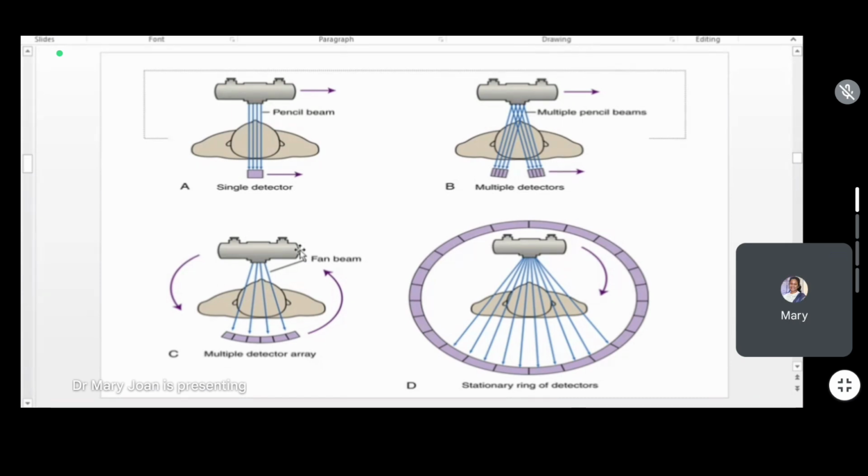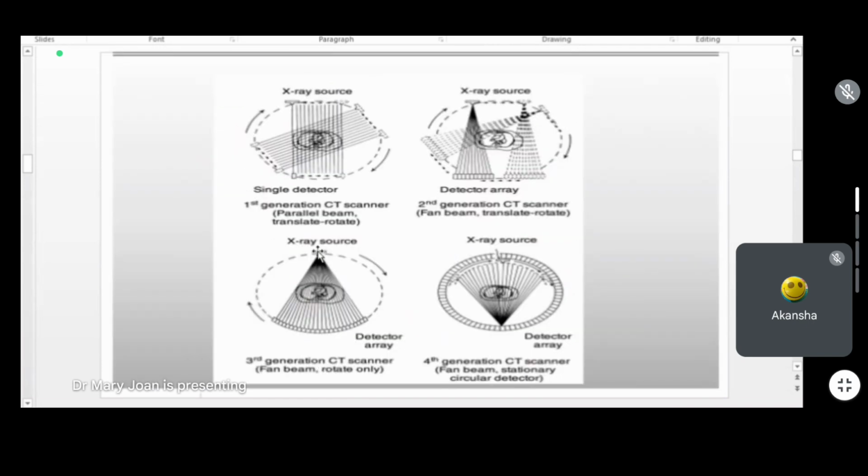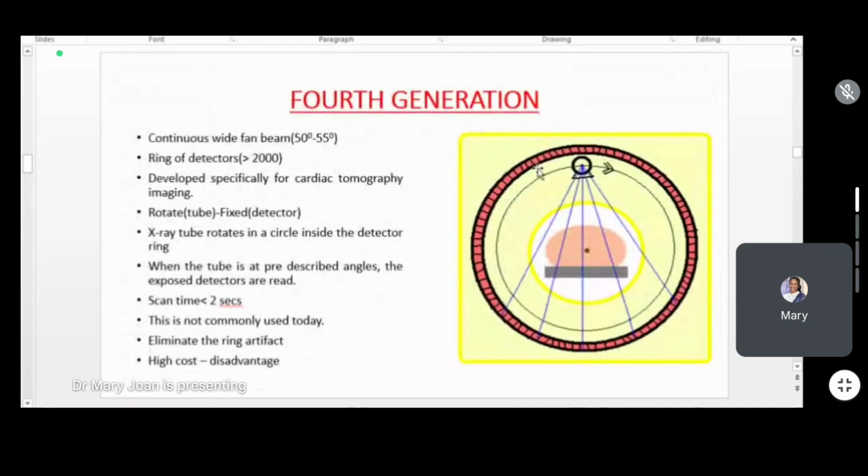Ma'am, what is circular detector? Here you can see, there are multiple detectors, up to 1000, 2000 detectors, which are placed in a circle. You can see the circle here, no? These red blocks, each is a single detector? No. These are multiple detectors.